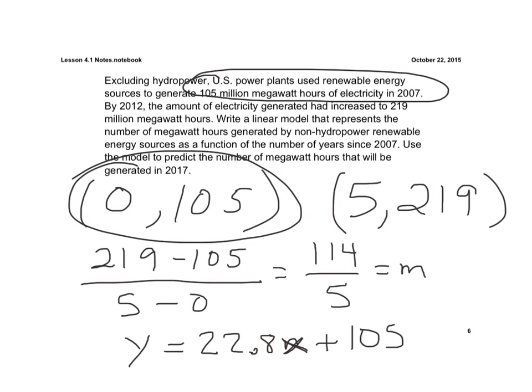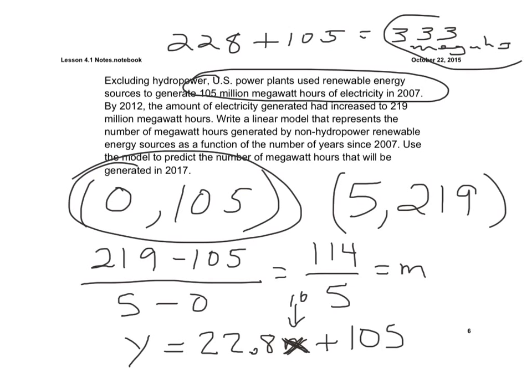Now, if they want us to use this to determine and predict in 2017, well, that would be 10 years past 2007. So that means we'd substitute 10 in for x. So 22.8 times 10 would be 228, plus 105 would be 333 megawatt hours that we would be producing with non-hydropower renewable energy sources.